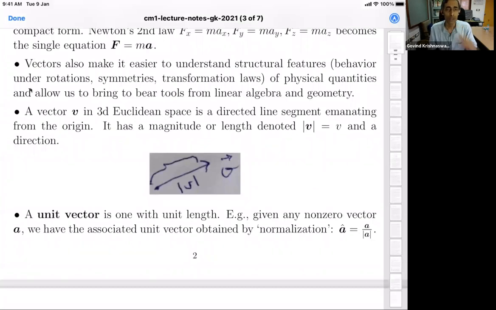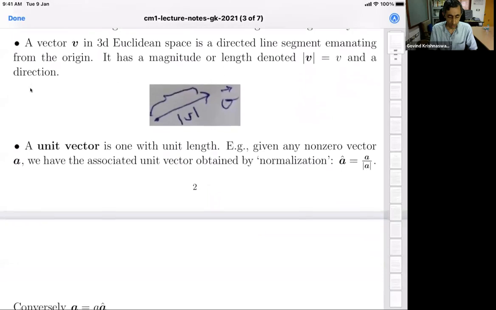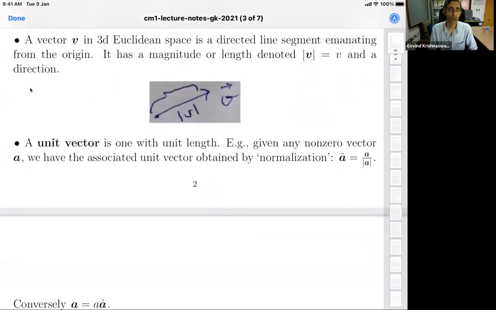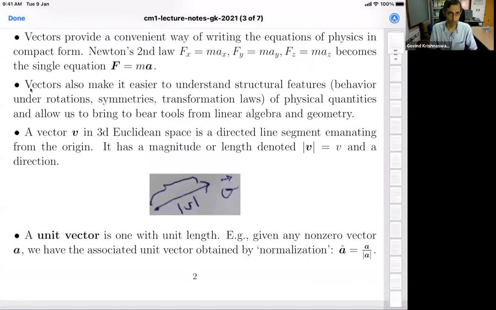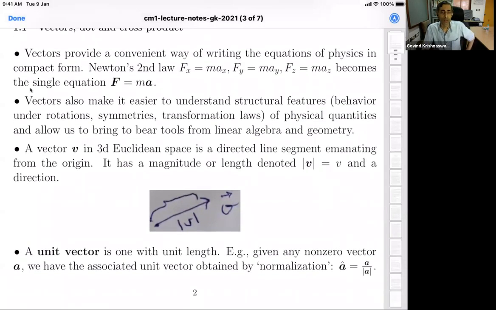So vectors also allow us to bring to bear tools from linear algebra, which we will talk about, as well as geometry. Yeah, so that's very helpful. So let me begin by giving a somewhat simple definition of what I mean by a vector in three-dimensional Euclidean space. When I say three-dimensional Euclidean space, I basically mean the space in this room, the space around us, extended indefinitely. I forget about the walls and windows and so on: up, down, left, right.